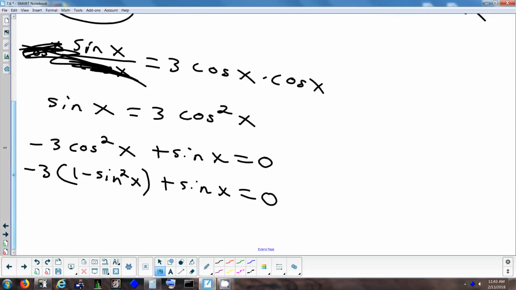What's negative 3 times 1? Negative 3. And actually, I'm going to put it over here. What's negative 3 times negative sine squared? Positive 3 sine squared. That's why I put everything on that side. Is it a big deal if you put it on the other side? No. You're just going to have to change the sign of everything in the next step. I just avoided that in this problem. That's why they pay me.